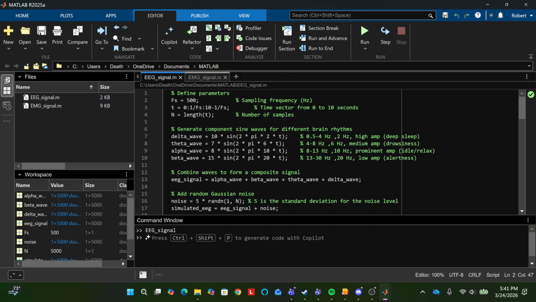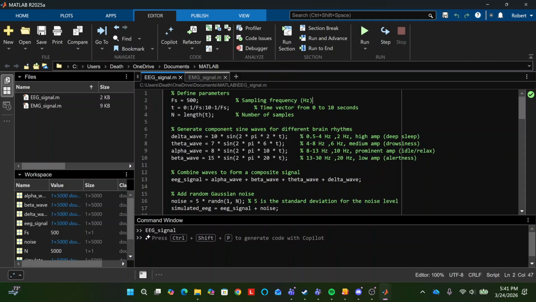What we do is we have our defining parameters. We have our sample frequency, which is 500 hertz. Our timing vector is from 0 to 10 seconds. And then we have the number of samples that we're taking, which is just the length at the certain time interval, right? And then we have our sine waves, and an EEG signal is created with these sine waves.